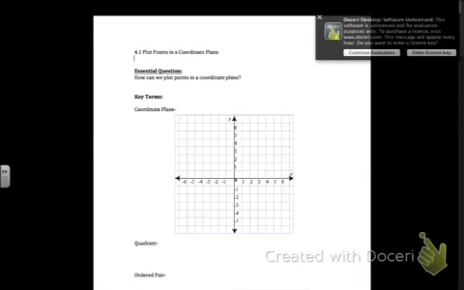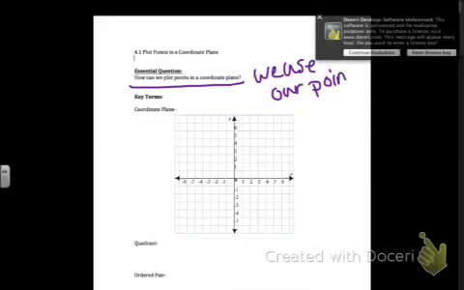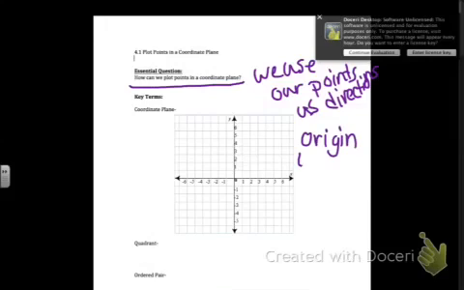So if we go back to our first page and we look at our essential question, how can we plot points in a coordinate plane? Well, we use our points as directions. And how do we use them as directions? Well, we start at the origin, and then we move. So go ahead and double check, and if you need to, go back and rewatch parts of this video.